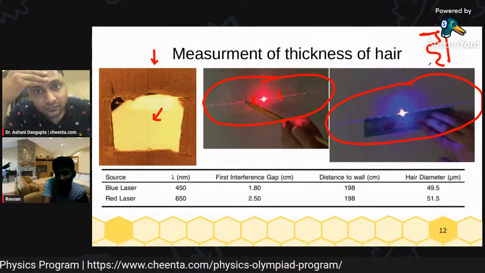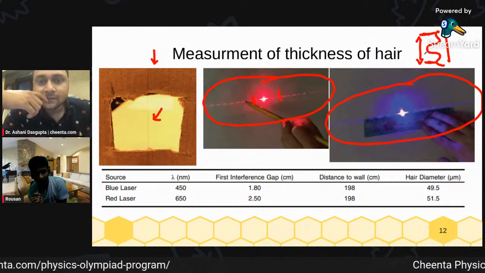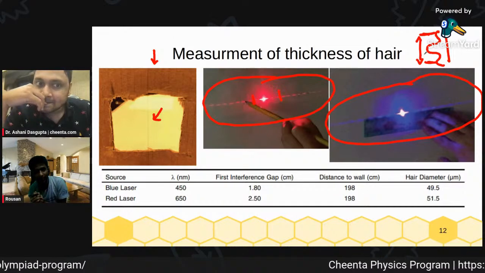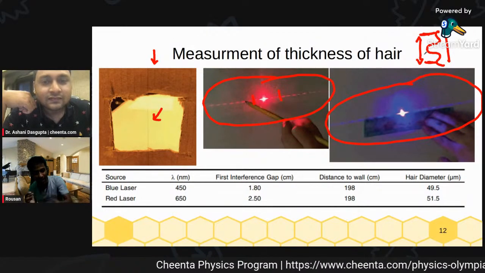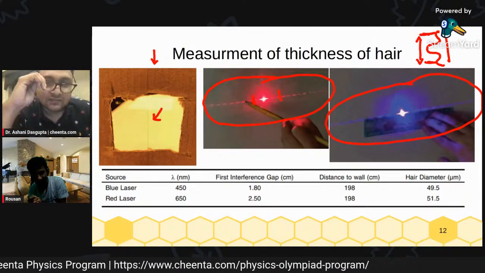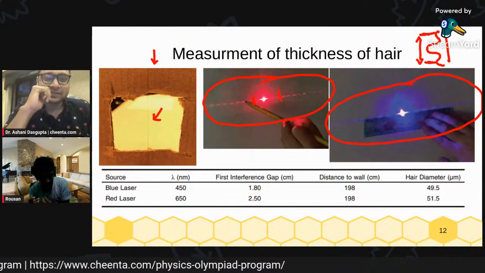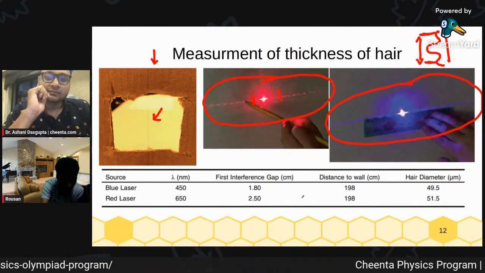So you measure this length, and by measuring this length we can basically just measure the thickness or diameter of our hair, and these are a few results which I have just shown here. Okay, and how we basically do it, maybe I can actually explain it a little bit.